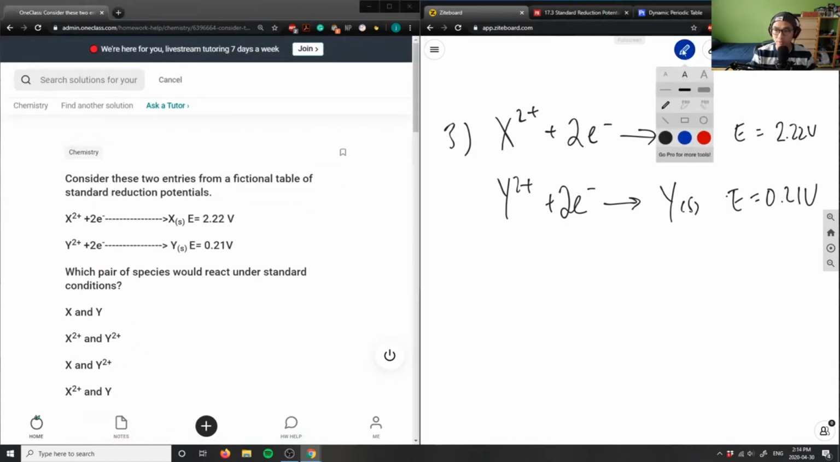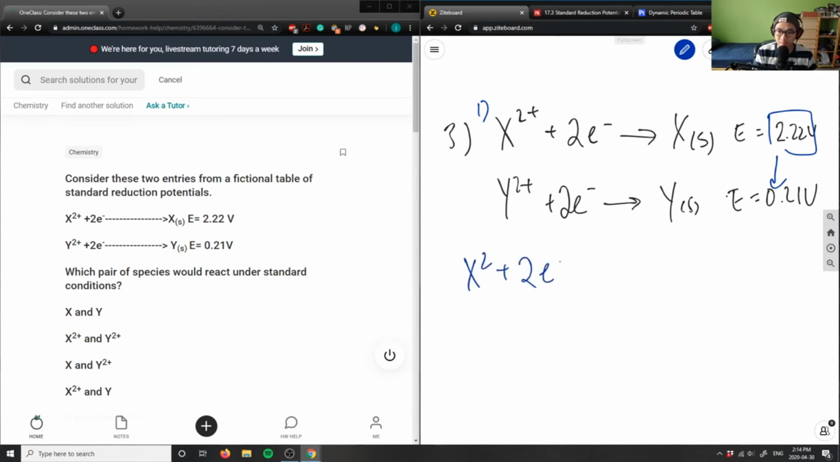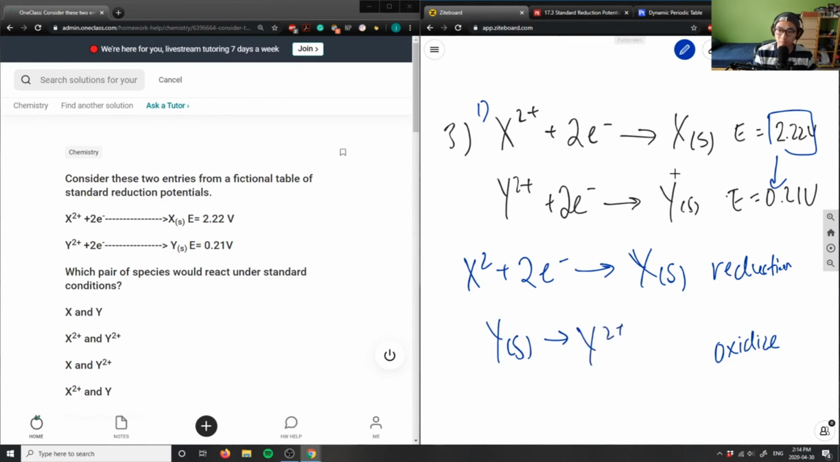So let me just show you. Because this value here is greater than this value, this reduction will happen, right? This reaction here is going to be my reduction, and if I have a reduction, something needs to be oxidized, right? So this guy here is going to get oxidized. Y solid is going to form these 2 guys here. So this one will oxidize.